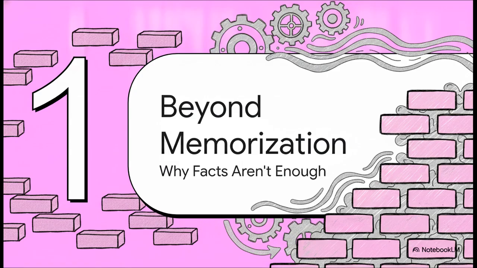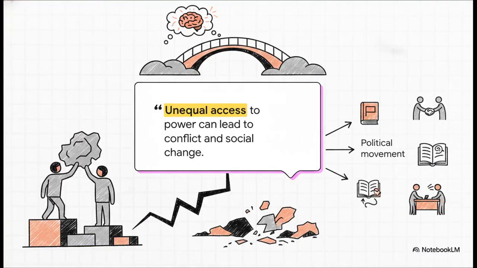If facts, like say specific dates of a revolution, are the bricks, then concepts are the mortar that holds them all together. And this brilliantly illustrates our point. Unequal access to power can lead to conflict and social change. When you look at that, it shows exactly how specific historical facts can build into a massive, powerful conceptual generalization.